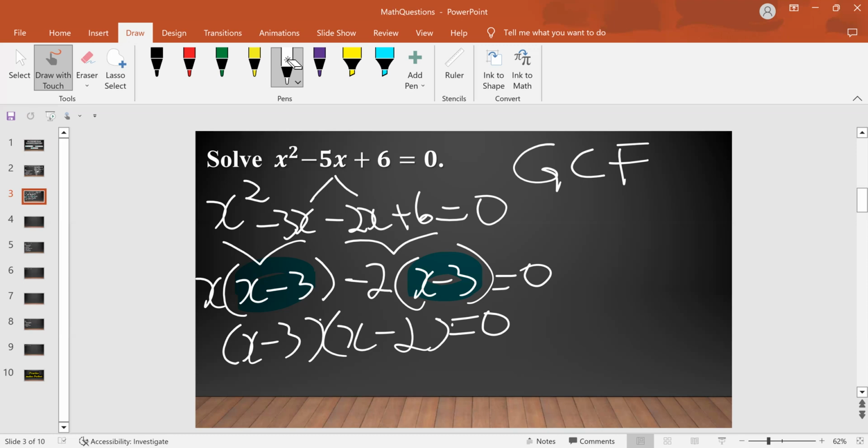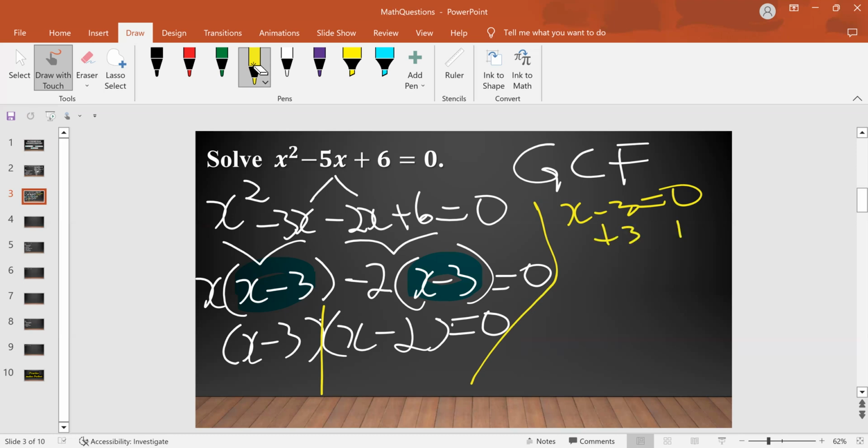And now we're going to solve it. So for that, we'll split the equation in two parts. Okay, so we're going to take each part. So we're going to have x minus 3 is equal to 0. We're going to solve for that. So we're going to add the 3, and we have x is equal to 3.